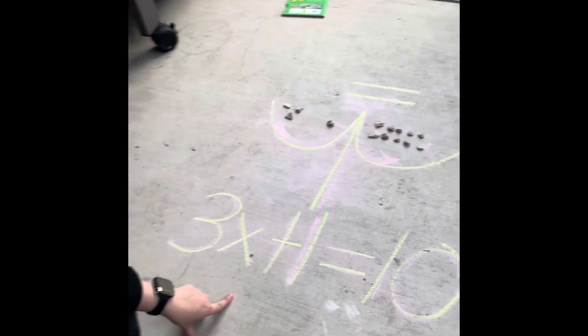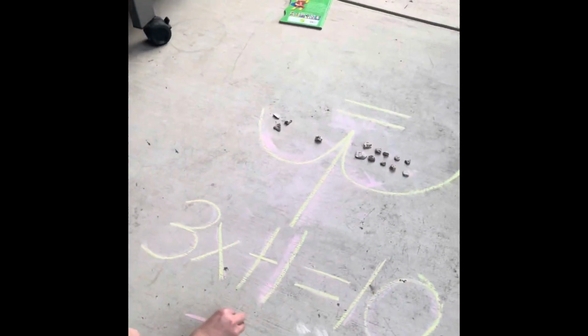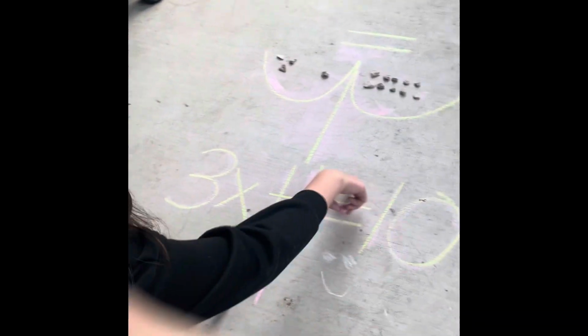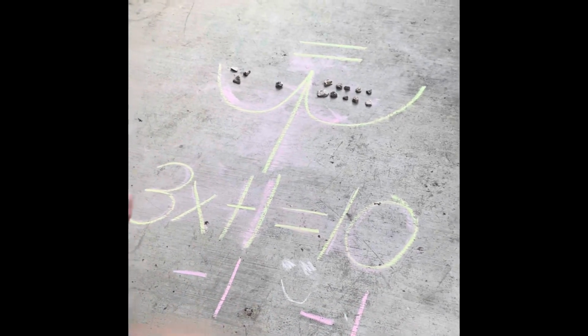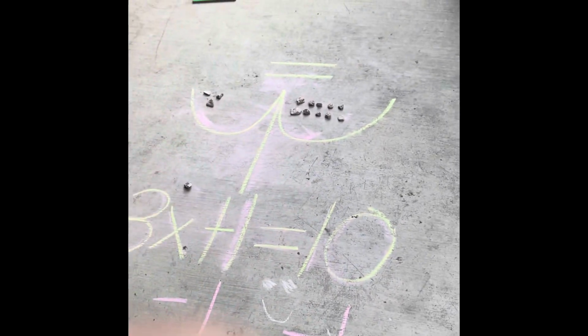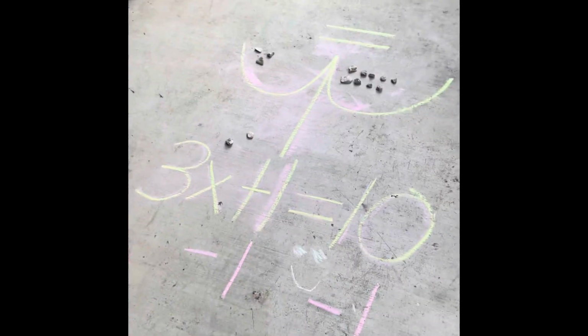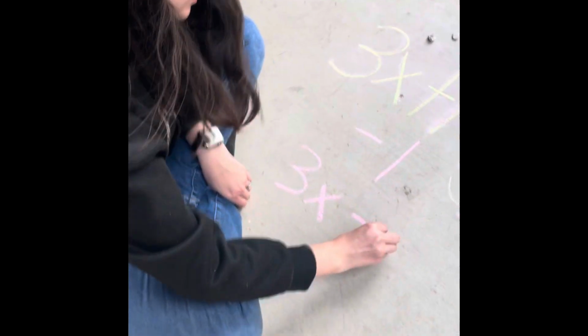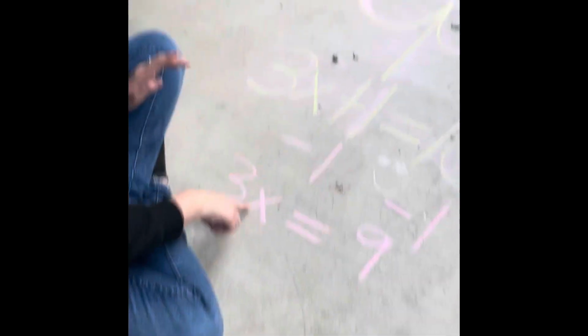Okay, so what we do is we're going to minus 1. Whatever we do to one side of the equal sign, we have to do to the other side. So we take away one rock, and we take away one rock from that side. So now we have 3x equals 9.